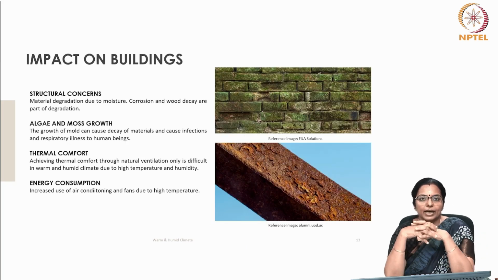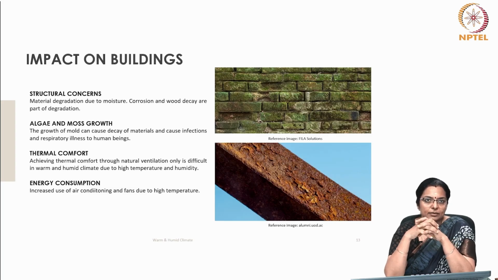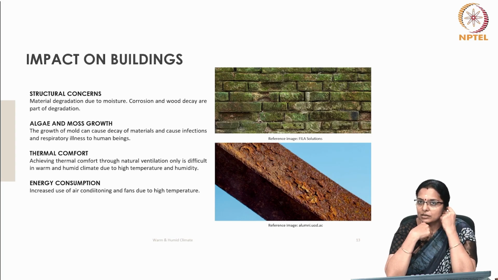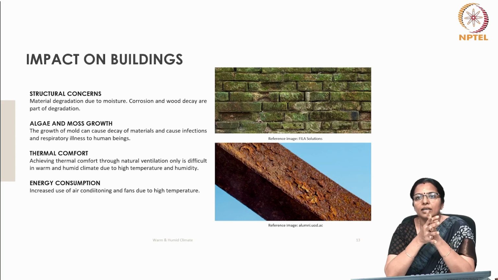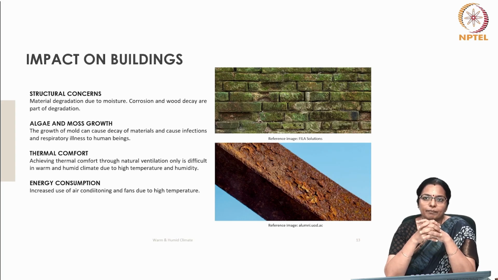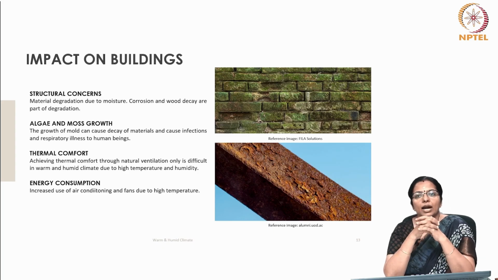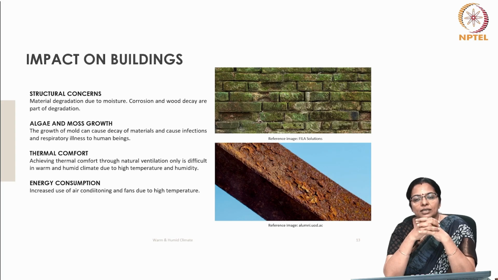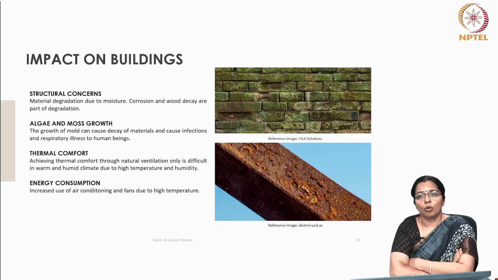Now let us look at the impact on buildings. The first is the structural concern. Material degradation due to moisture is a major concern because it's a humid place, and moisture or humidity is the first enemy of any building. So material degradation due to moisture, corrosion and wood decay, these are part of degradation. Second is algal and moss growth.